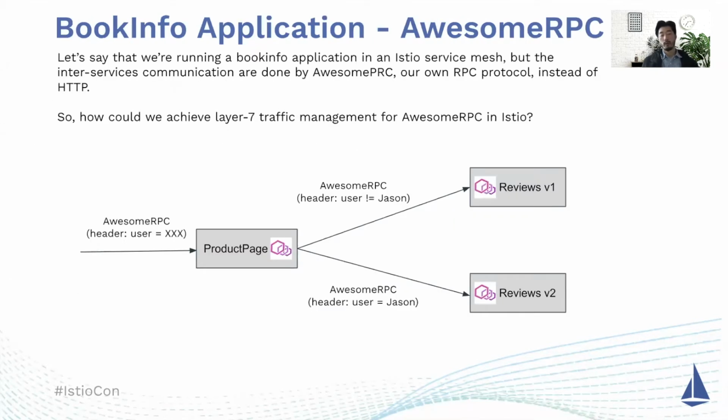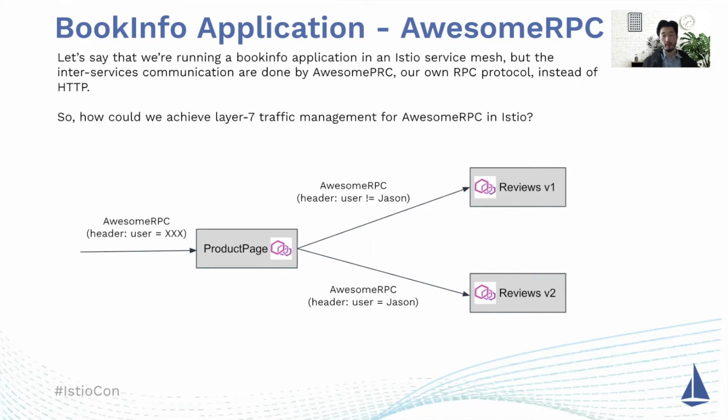So what we want is to manage those protocols at layer 7. Let's say that we are running the Bookinfo application in an Istio system edge, but the inter-service communications are done by OpenRPC, our own RPC protocol, instead of HTTP. So how could we achieve layer 7 traffic management for OpenRPC in Istio?